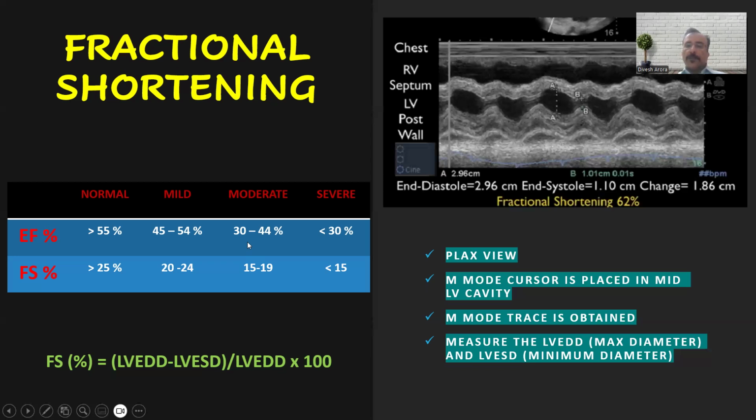So what is the relationship between EF and fractional shortening? Fractional shortening and EF are approximately related by a multiple of 2. So if it's greater than 25%, it's normal. Between 20 to 24% of fractional shortening is considered mild LV dysfunction, where you can compare it with EF. Moderate is between 15 to 19, and severe is less than 15%.